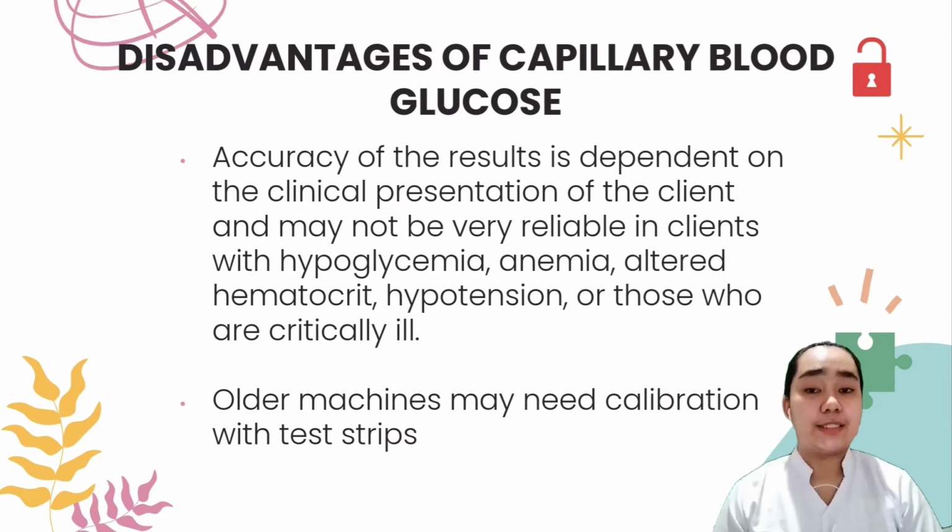Accuracy of the results is dependent on the clinical presentation of the client and may not be very reliable in clients with hypoglycemia, anemia, altered hematocrit, hypotension, or those who are critically ill. Older machines may need calibration with test strips, and results could be compromised if the calibration is not undertaken appropriately.